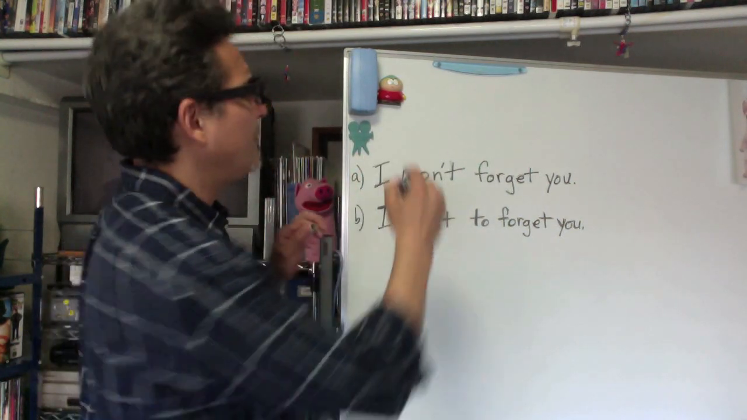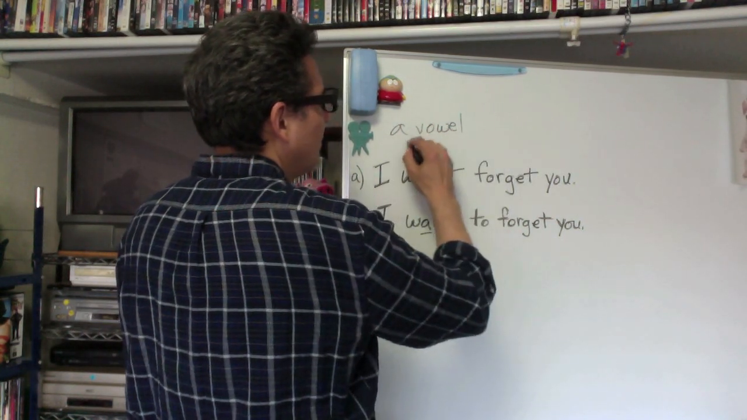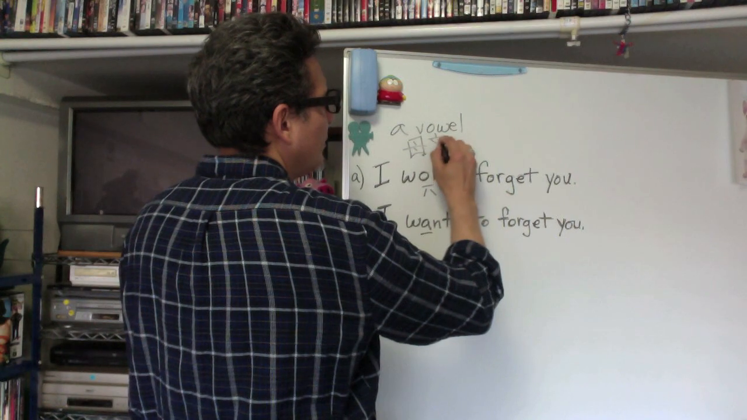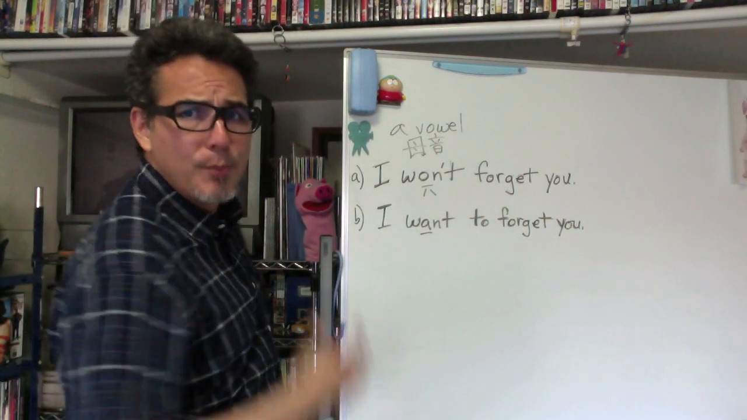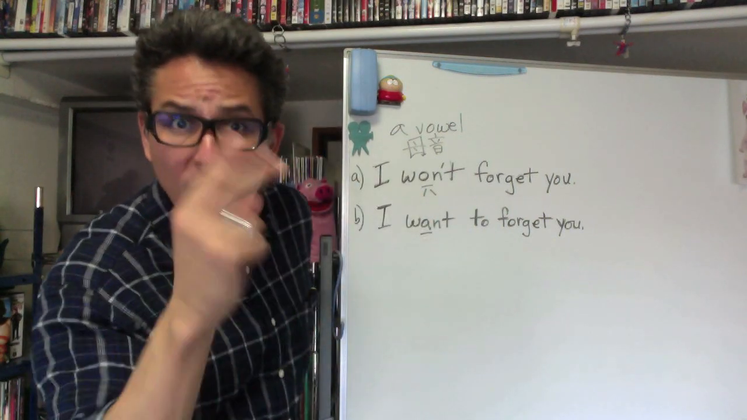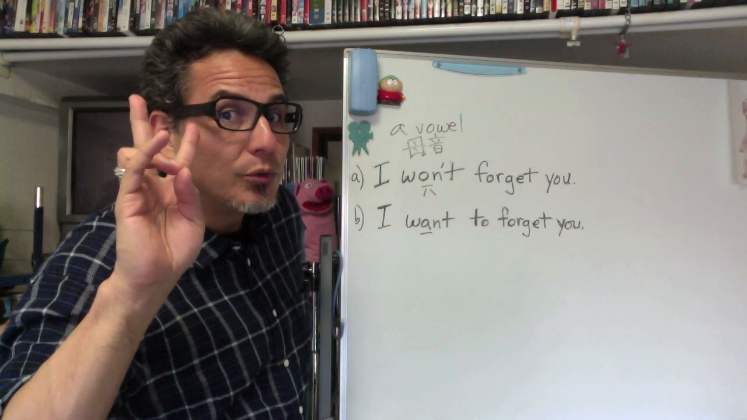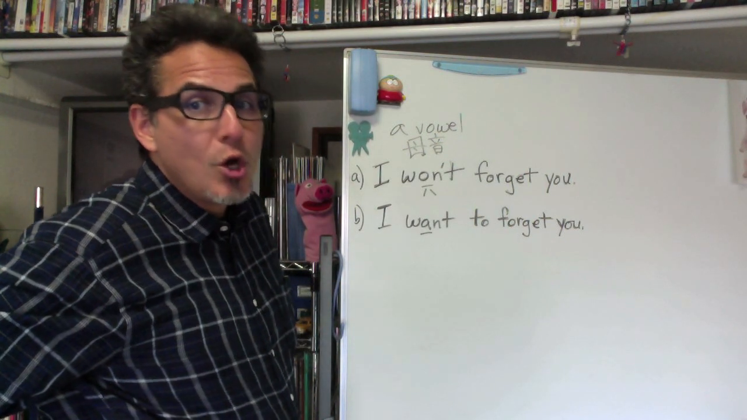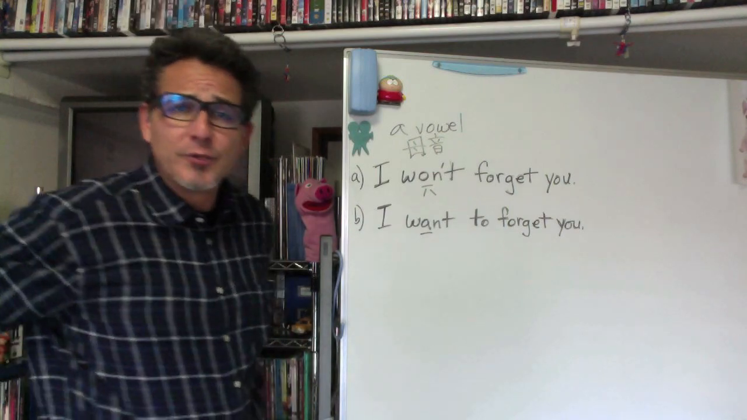A vowel in Japanese is boing, right? Boing. A vowel is a boing, isn't it? So you see one boing, one vowel with your eyes, but you hear two. Whoa, ooh, whoa, ooh. I won't forget you. Kimi no koto wasurenai wa.